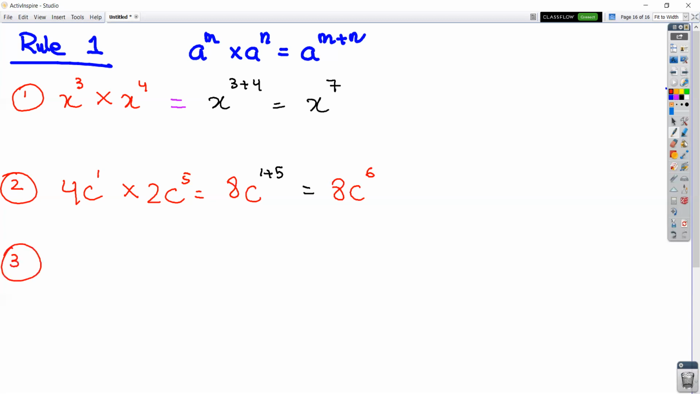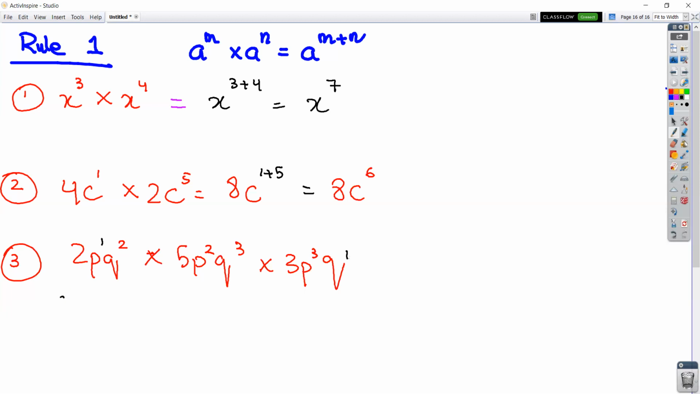Doing another example. Now we have 2pq squared times 5p squared q times 3pq. Here we see that we have 3 terms, and between all 3 terms there is a multiplication sign. The first thing I'm going to do is, where there is no power written in, it means a power 1 on p, and same with q, because no power is written in, it means a power 1 with q. Again, whenever we have numbers and variables together, we start by simplifying the numbers first.